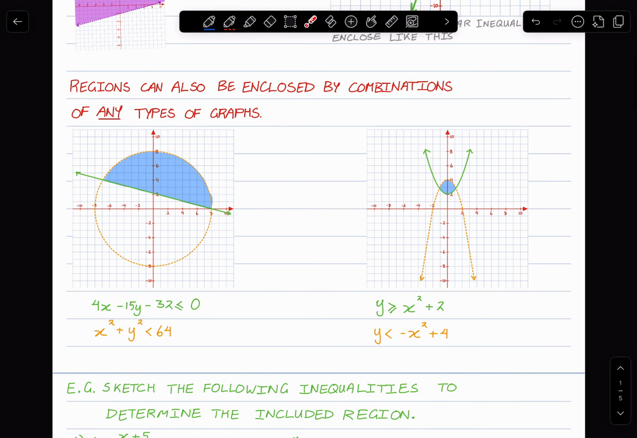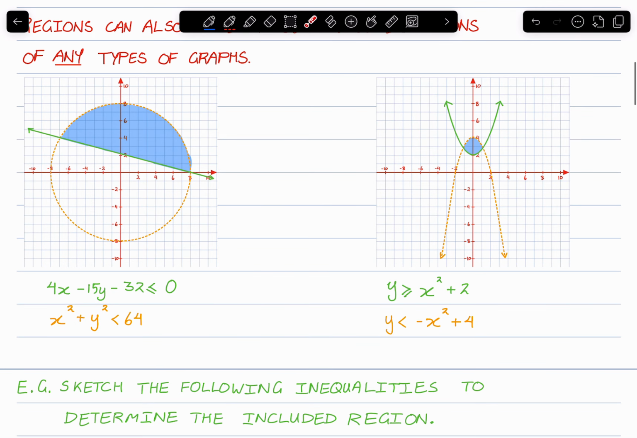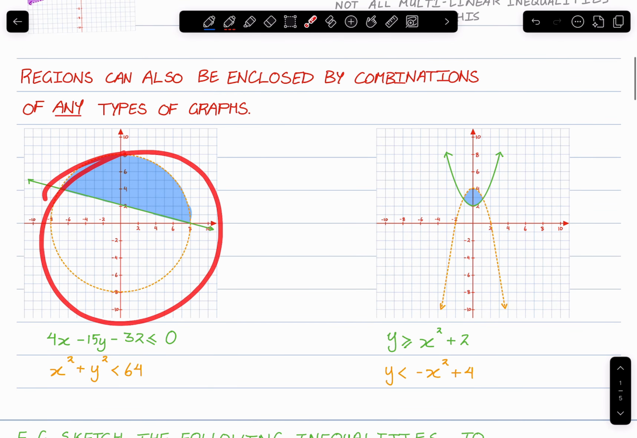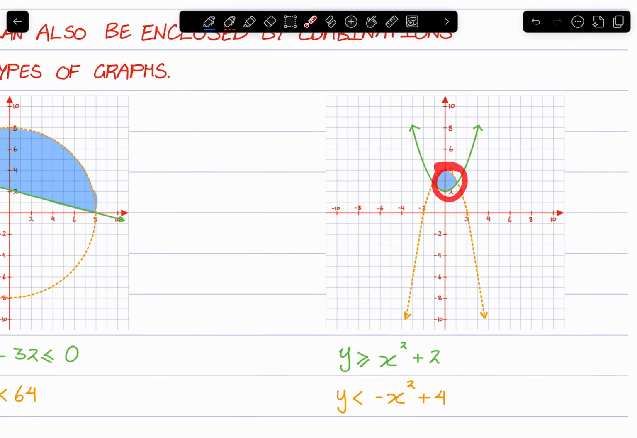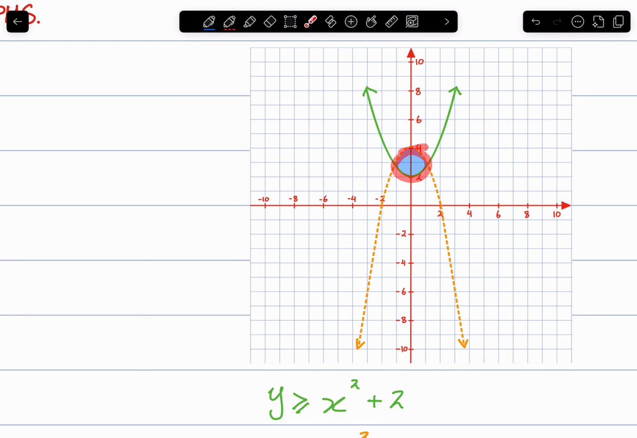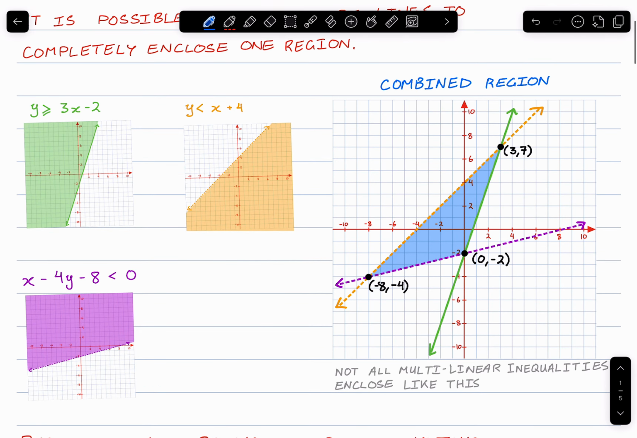And since we're here, you can see that regions can also be enclosed by combinations of any types of graphs. So here we have a circle and a straight line. It will enclose like this. And for this one, two parabolas can enclose a little region like so. But we'll look at linear combinations first.